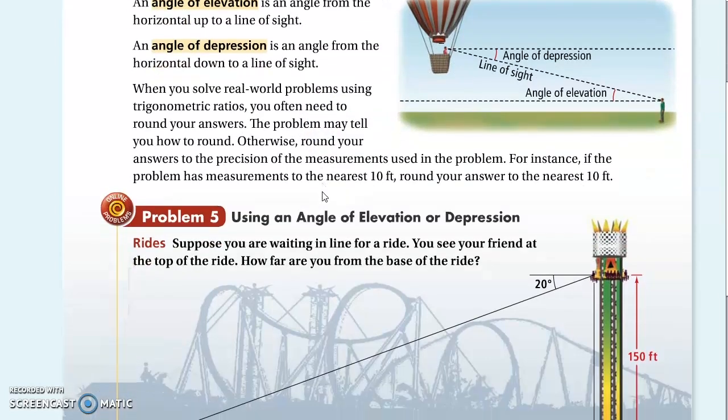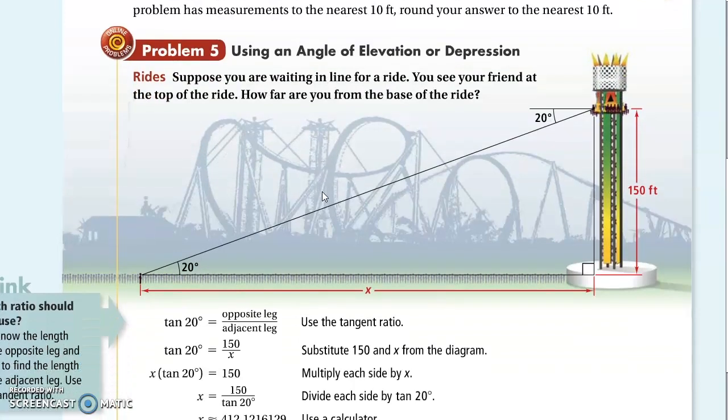So let's look at this example from problem 5, using an angle of elevation or depression. Suppose you are waiting in line for a ride. This is you, and you see that your friend is at the top of the ride. How far are you from the base of the ride? From here, if you're looking straight across and then you go up at an angle of 20 degrees, you see your friend. You know that the ride is 150 feet tall, and we want to figure out what this length is going to be.